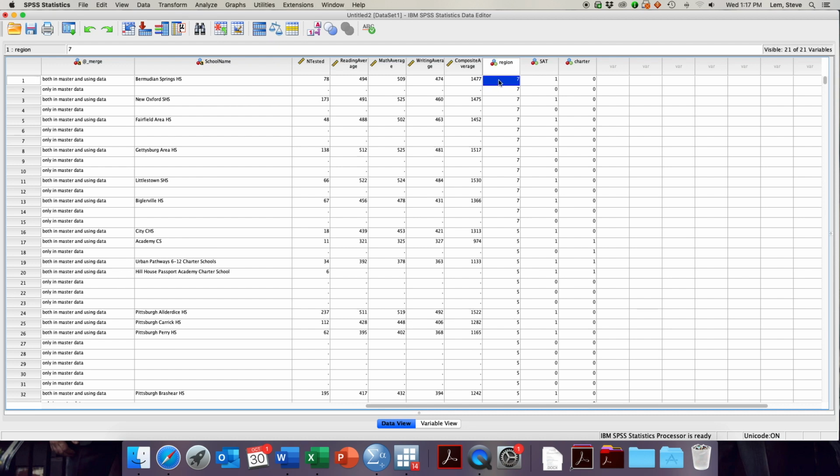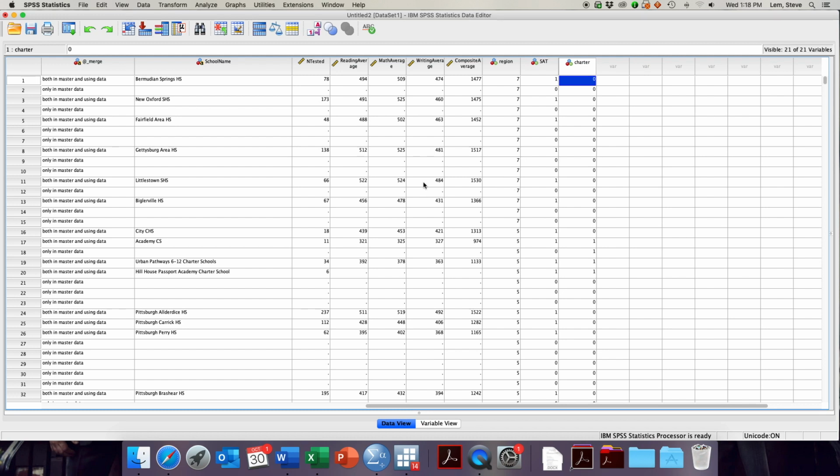We have a variable denoting the region of the state that each school is in. We have a dummy variable for SAT. Since some of those are middle schools, they obviously don't offer the SAT, so those are coded as 0. High schools that do offer the SATs are coded as 1. And finally, a dummy variable for whether or not the school is a charter school.